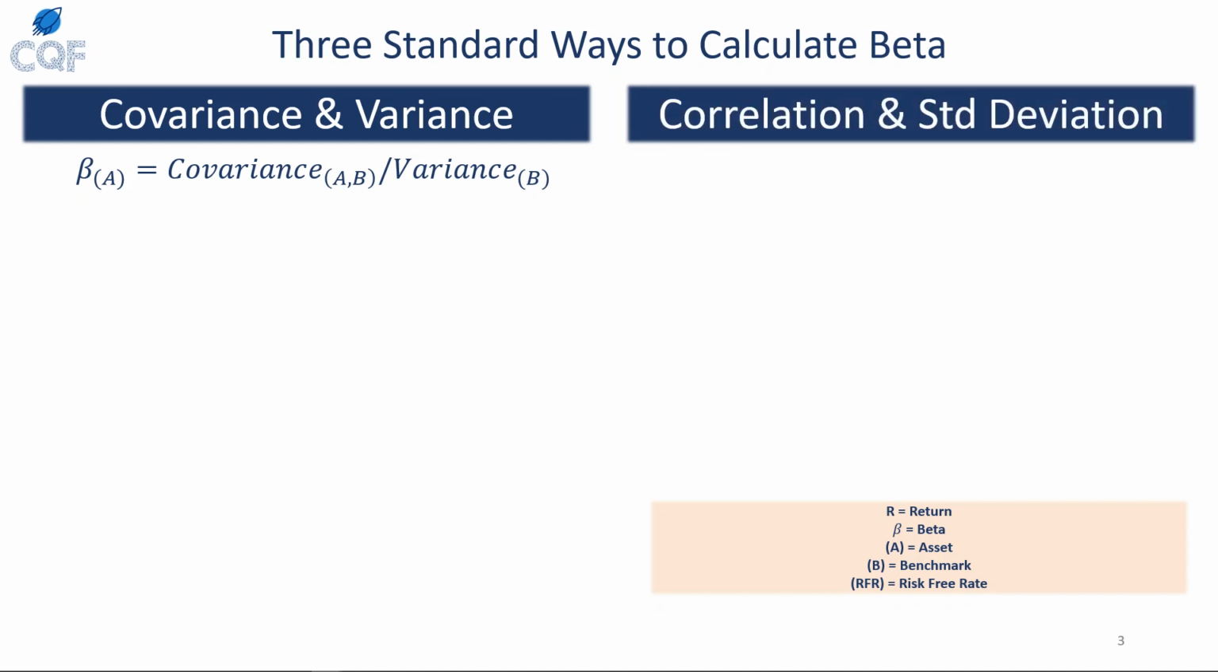The second way utilizes correlation and standard deviations, where you take the correlation of an asset and a benchmark and multiply it by the standard deviation of the asset divided by the standard deviation of the benchmark. Now, I'm saying asset here, but this could be a portfolio, a stock, a cryptocurrency, a standard currency, or a commodity. It doesn't matter. It's just one particular asset, and the benchmark is what you're trying to beat or comparing against.